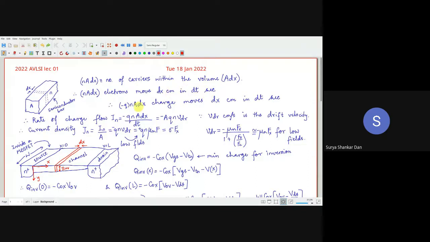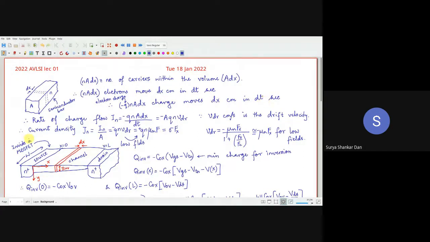So what is the charge which is moving through this cross section, a small strip? Obviously, the electron has a charge of minus q, isn't it? Remember that minus q is the electron charge; the electron is negatively charged. Everybody knows that, this is high school. So the electron charge, minus q, is multiplied by the number of electrons which are moving: minus q into n into A into dx. This much charge will be moving through dx centimeters in dt seconds.